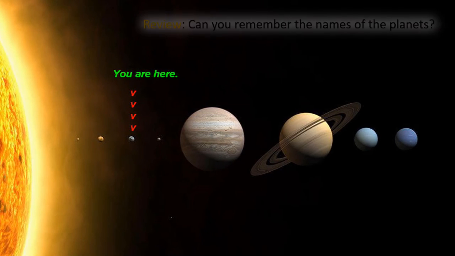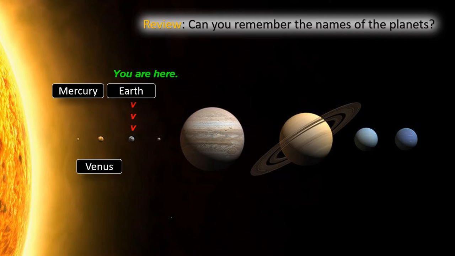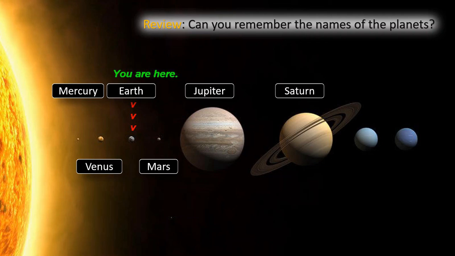So let's do a quick review now. So you are here. Let's check the names of the planets here. So the first, second, third, fourth, the inner planets, and then here the outer planets. The first one is Mercury, second Venus, the Earth, you are here, Mars, Jupiter, Saturn, Uranus, and Neptune.